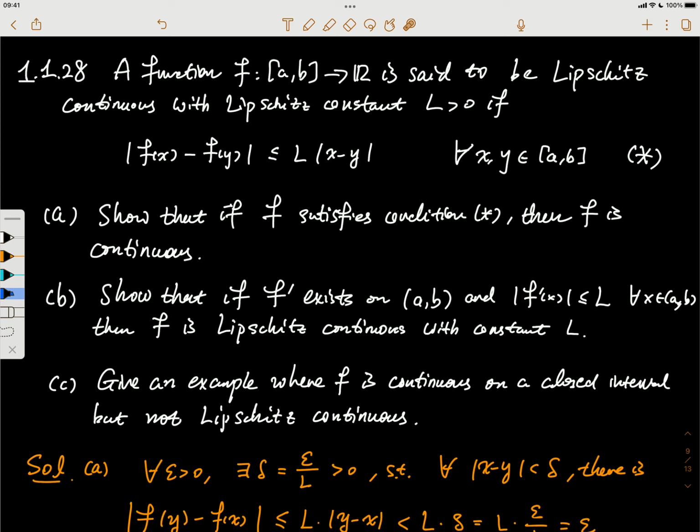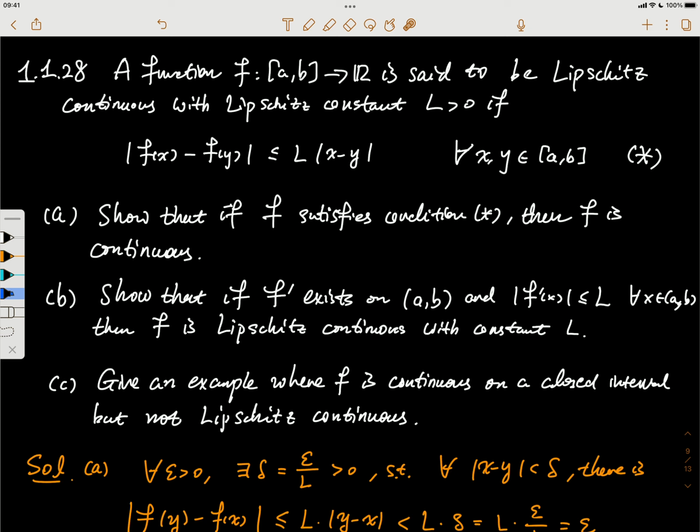Luckily, in many cases, we do have Lipschitz continuous functions, and Lipschitz continuous functions have very nice properties. When we say a continuous function is nice, it still can behave very strangely. But the Lipschitz continuous functions are really, really nice.